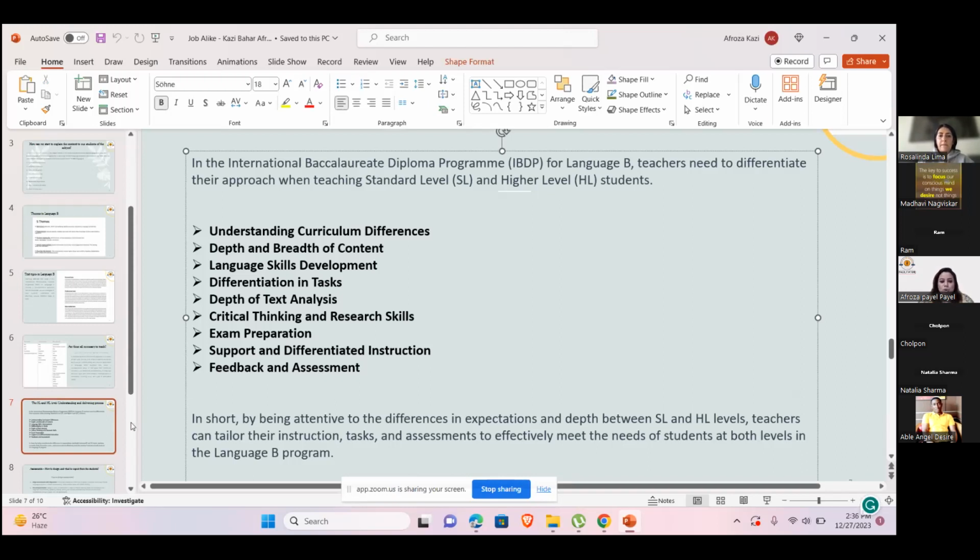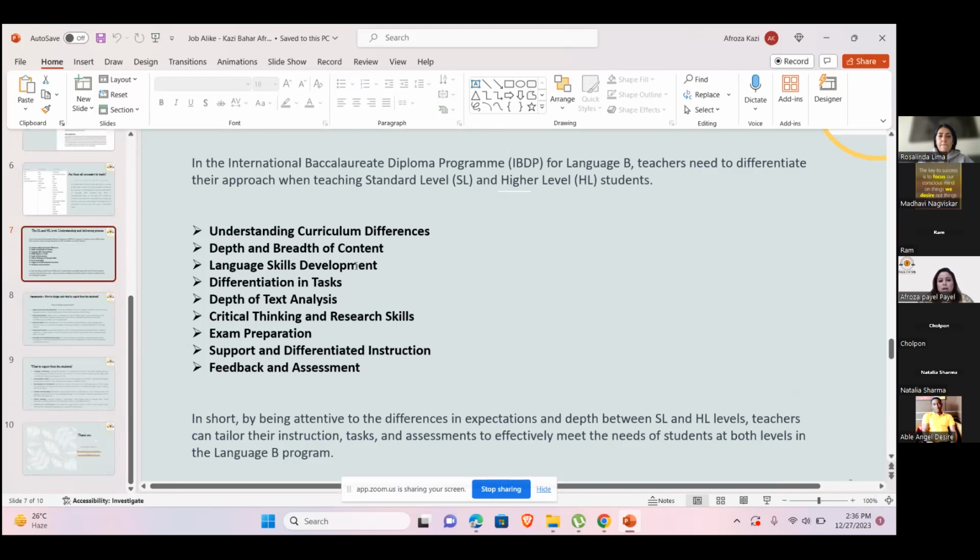We also can always look back into the past question papers so that we get a better understanding of how to focus on the text types, because they have 5 options all the time, so we can pick one from there.